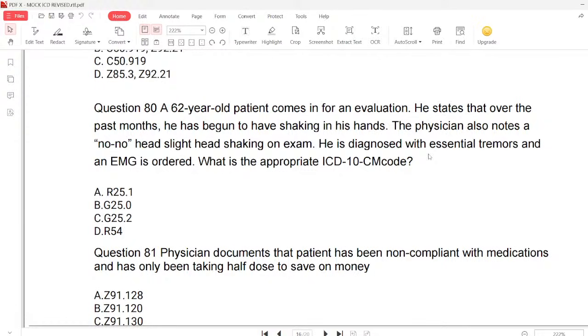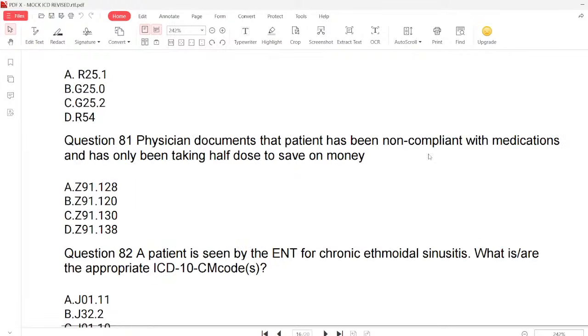Yes, Srijaya. Okay. Already we completed 18 questions in the last class, so let us discuss 81. Question number 81. A physician documents that patient has been non-compliant with medication and has only been taking half dose to save on money. So, what will be the answer for this question?